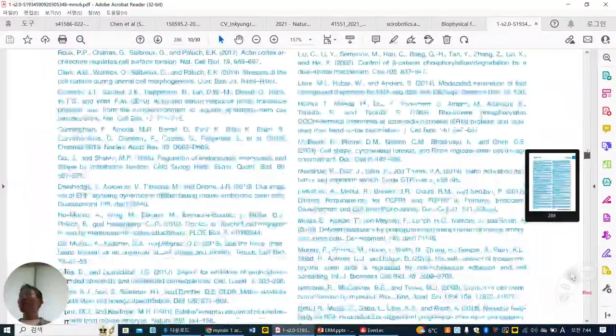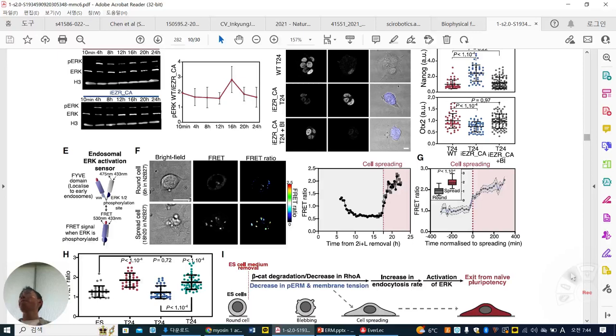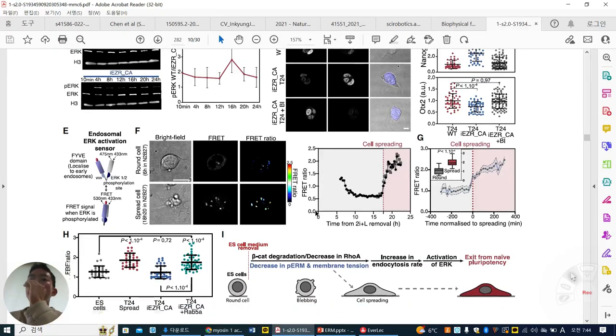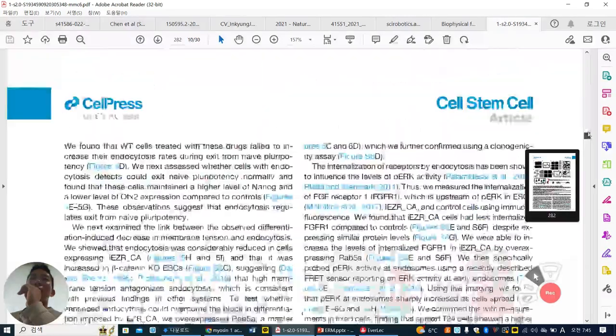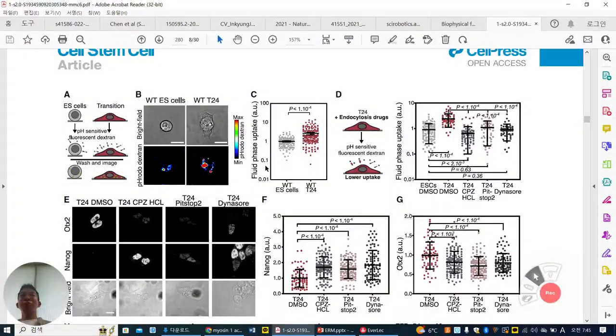Okay. Yes. During the early differentiation process, he also said endocytosis is important. Right. So what kind of factors do cells uptake or get by endocytosis? What kind of endocytosis pathway? Here, they just simply mentioned that decrease of ROA and then decrease of cell membrane tension is already known to enhance endocytosis. And then they just checked this one. That's the only answer I can give.